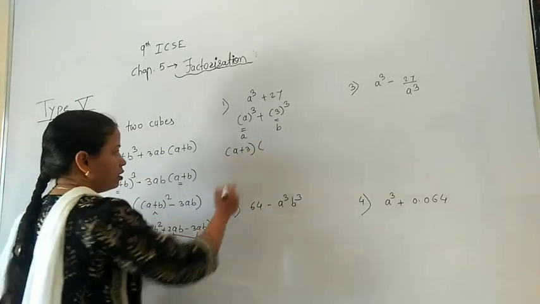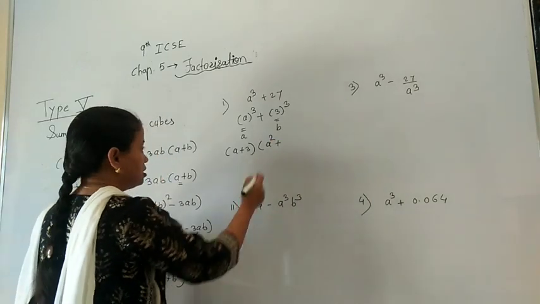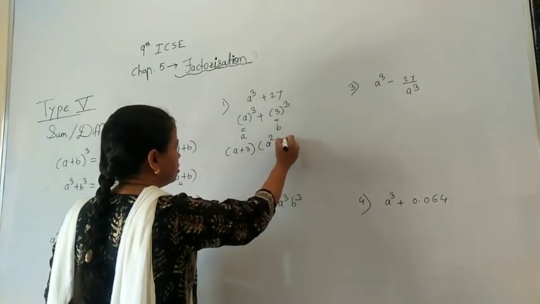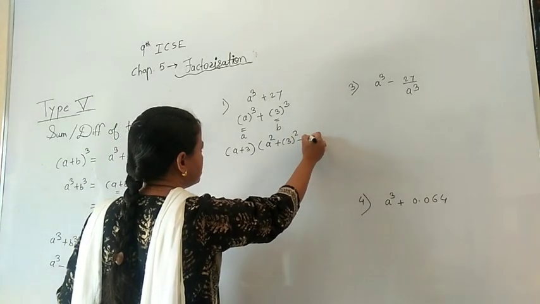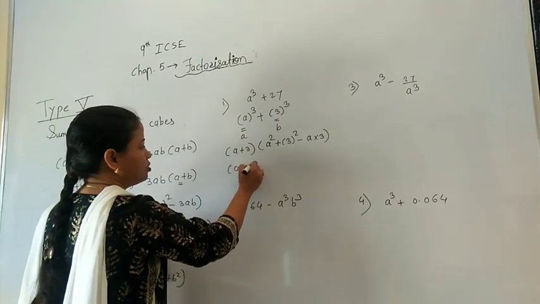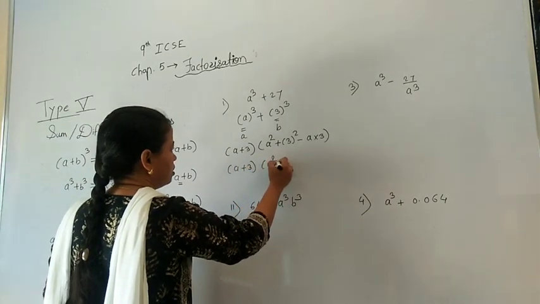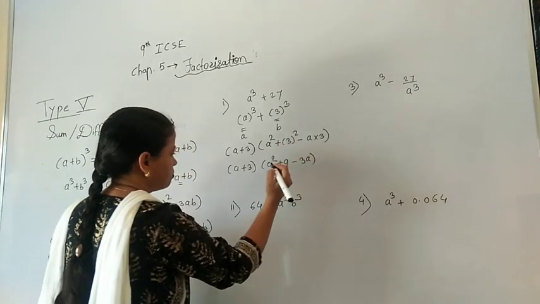Now a square means first term square. b square means second term square, means 3 square. Minus a into b. Minus a into b means 3a. So that a plus 3, a square plus 9 minus 3a.